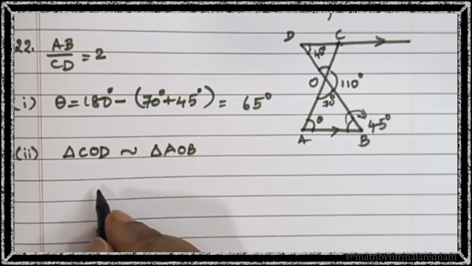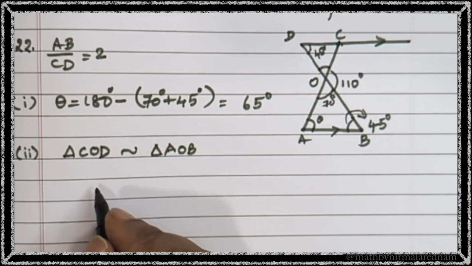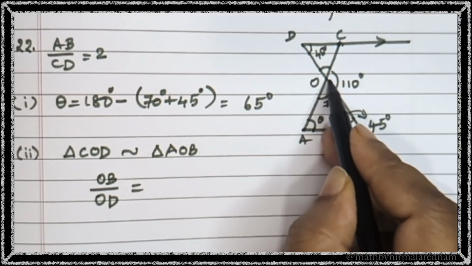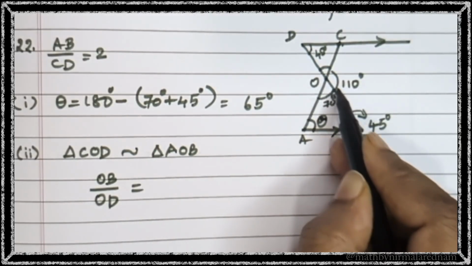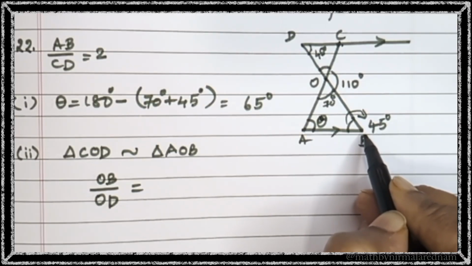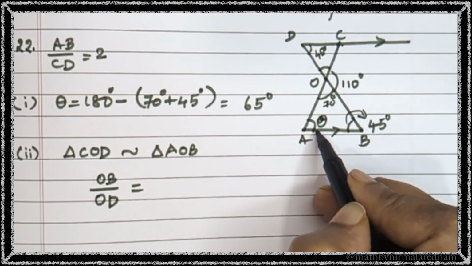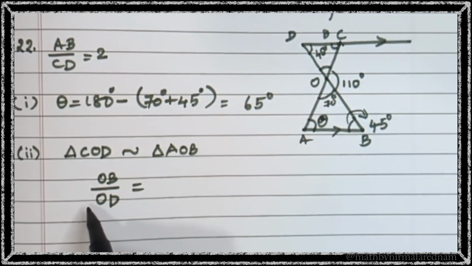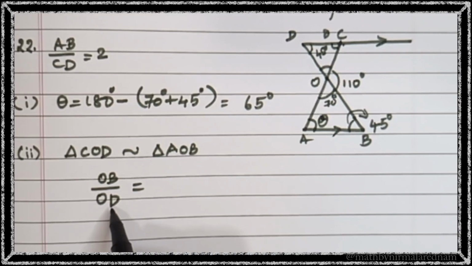Now, when you are going to use this similarity in order to find the ratio of the corresponding sides, you should be very careful with the corresponding sides. So here, I want OB by OD, so I'm going to write down first OB by OD. So OB is opposite to theta here, right? And here, if this is theta, then in this triangle, this is theta. So what is the side opposite to that? It is OD. So I have two sides opposite to 65 degrees that we just found out as one ratio.